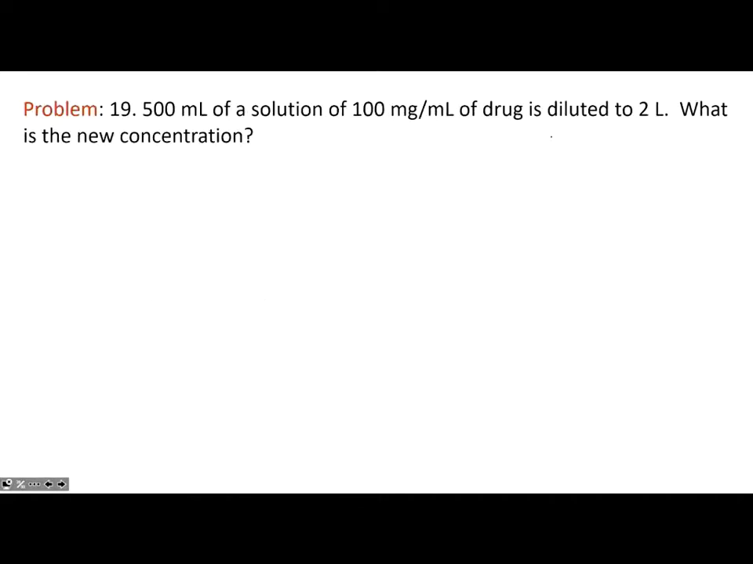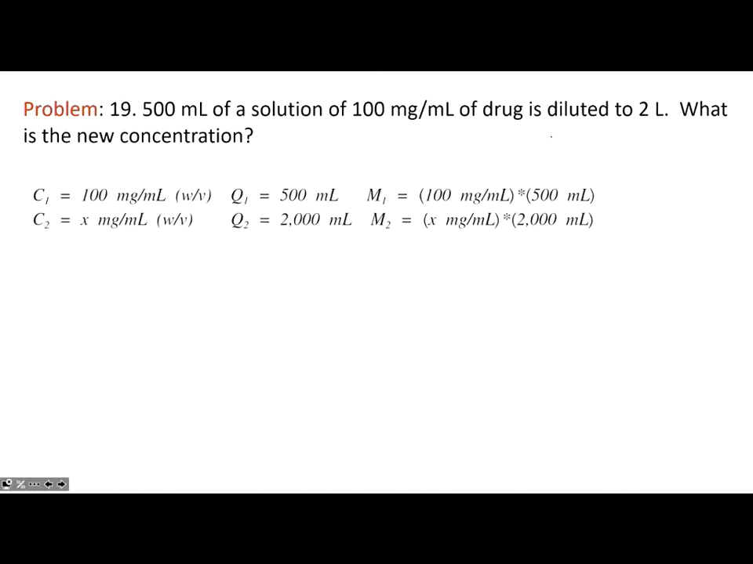Beforehand I told you I kind of wrote a question for the dilution that was as complicated as possible. This is as straightforward as it could be. So hopefully this one is an easy thing. It says 500 milliliters of a solution of a concentration of 100 milligrams per milliliter of drug is diluted to 2 liters. What is the new concentration? That is a dilution. It even says dilution in there.